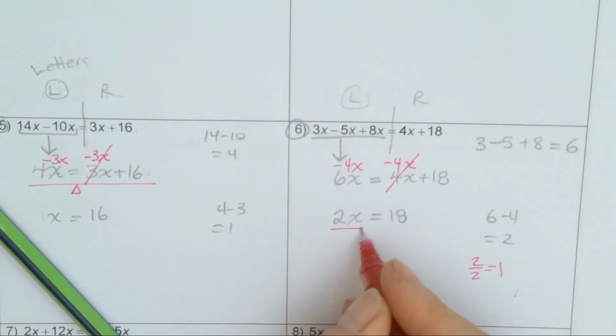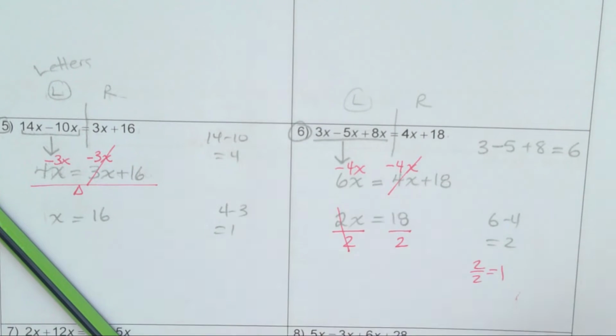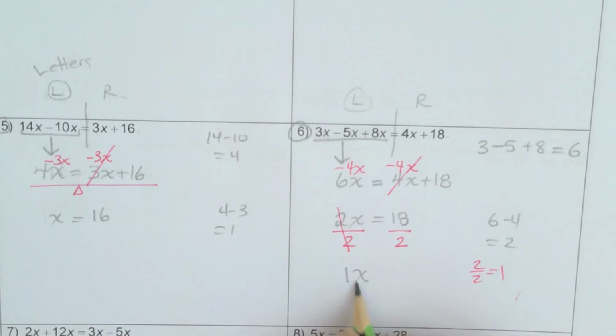So I'm going to make the fraction 2 over 2. That is equal to 1, so that's 1x. So see, I got rid of the 2. And 18 divided by 2 is 9. But remember, we don't have to write the 1, so I can just go x equals 9.